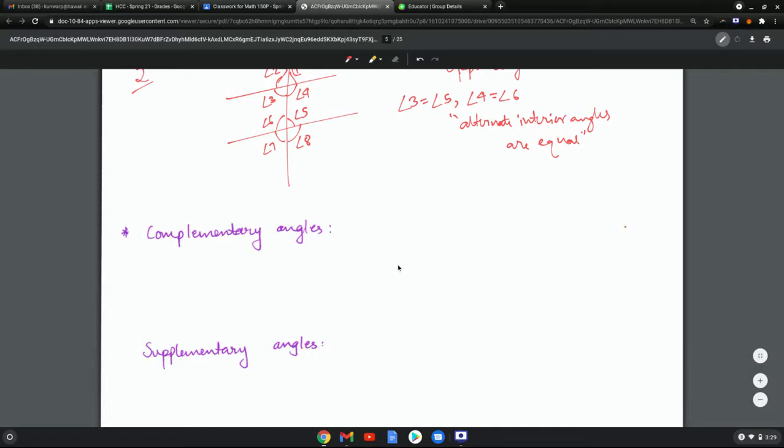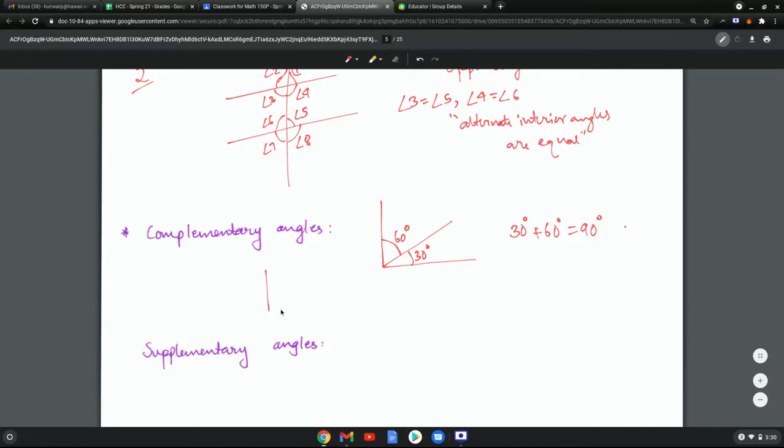There are a couple of terms that we're going to be using quite often. One of them is called complementary angles. So if I have 30 degrees and I have 60 degrees, then adding them gives me 90 degrees.